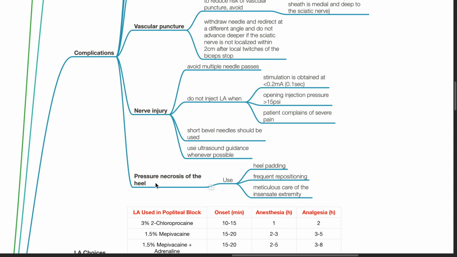Pressure necrosis of the heel. To avoid this, use heel padding, frequent repositioning, and meticulous care of the insensate extremity.